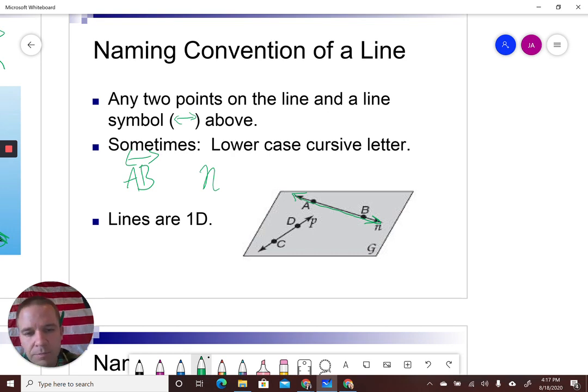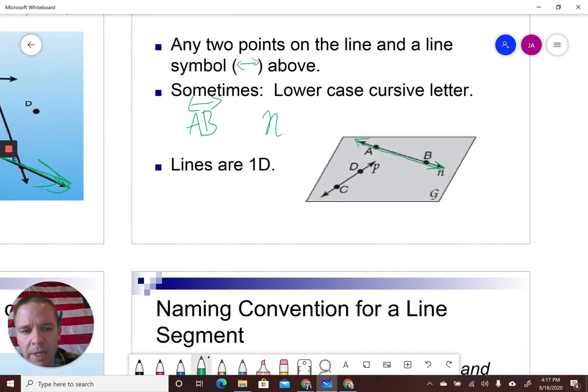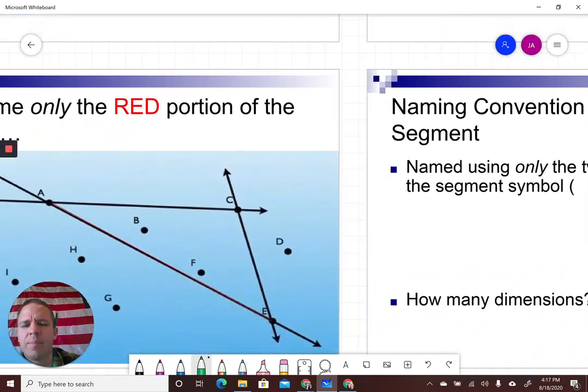You might be wondering, what's this uppercase G here? That's actually talking about the plane that it's sitting in. So that whole flat, piece of paper kind of looking thing. We'll talk about that another day.